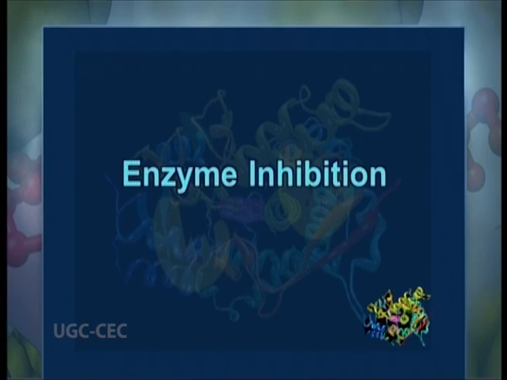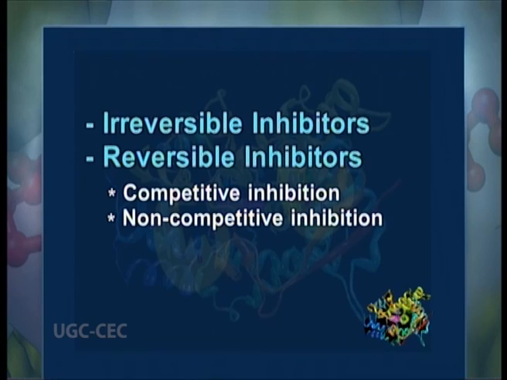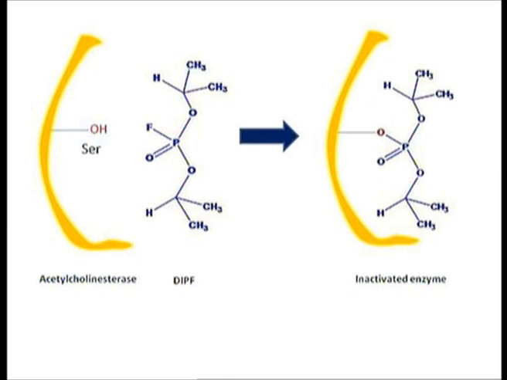And lastly, we discuss enzyme inhibition. Inhibition of enzyme activity may be irreversible or reversible. First one is irreversible inhibitors. Irreversible inhibitors usually bind covalently to the enzyme and destroy the functional group at the active site. Most irreversible inhibitors are toxic substances. The action of nerve gases on acetylcholinesterase, an enzyme that plays an important role in the transmission of nerve impulses, is an example of irreversible inhibition.